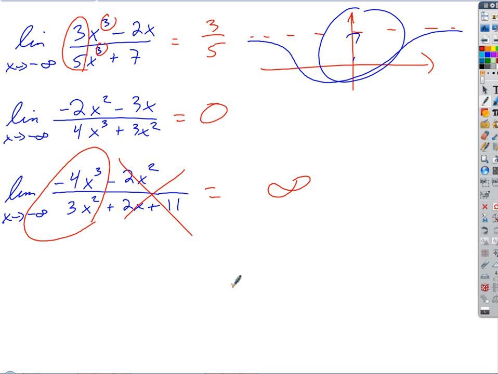So what are we going to get here? It looks like we've got a negative value of x, so we'll just evaluate the signs of the top and the bottom. What is negative 4 times a negative value of x cubed? Positive. So the top is positive. 3 times a negative value of x squared. Positive. So positive over positive is positive. Okay, we got it.